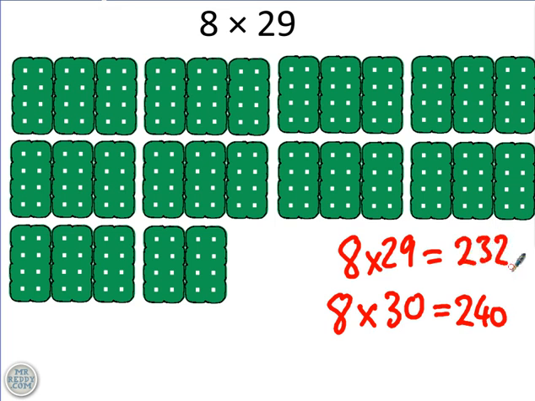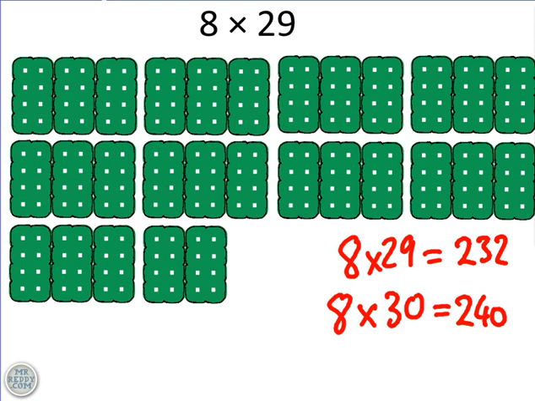So initially, this question looked like it could be quite tricky. 8 times 29. I don't really know my 29 times table, and I don't know my 8 times table up to 29. So instead, I use a fact that I do know. 8 times 30 is 240, and then take away one lot of 8.